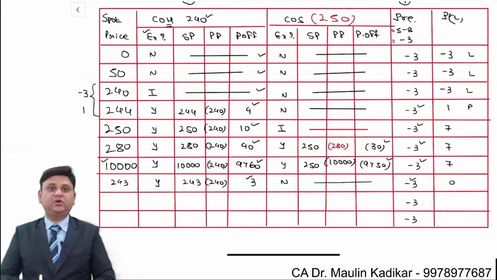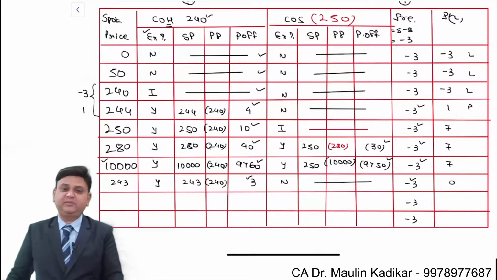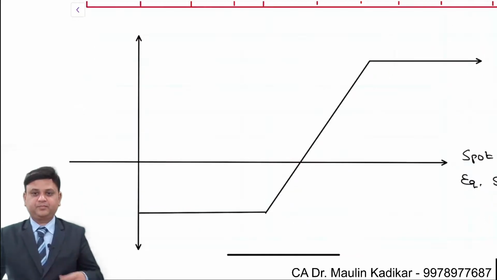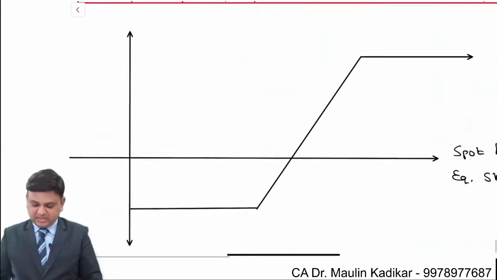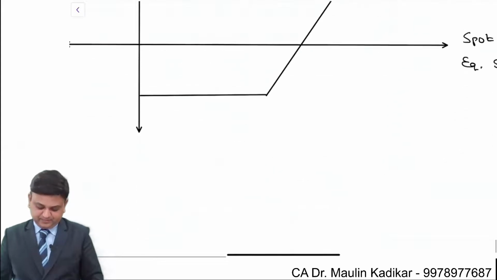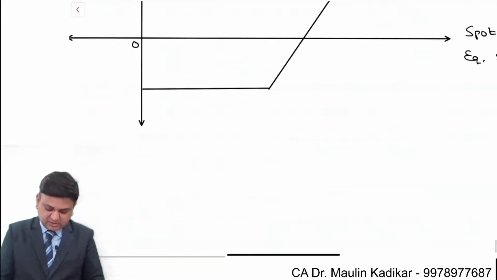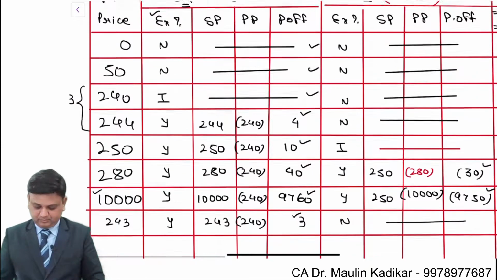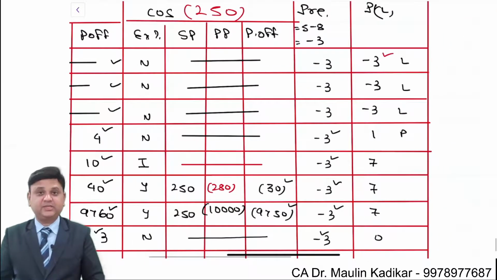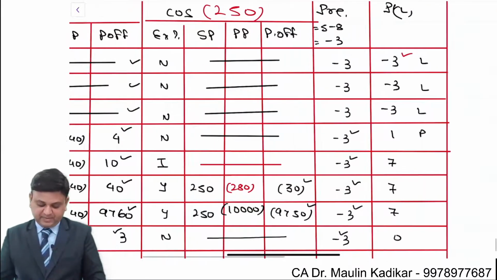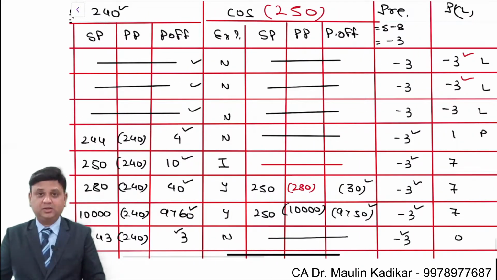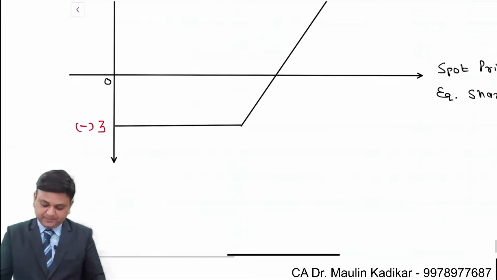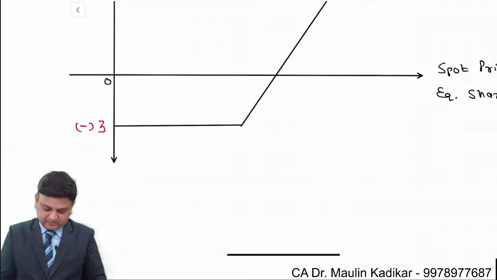After writing this answer, you draw a diagram. This time the diagram will be drawn only for the profit or loss and not of the payoff. Friends, the diagram will be like this. On the x-axis we take the spot price of the security. When the price of the security is 0, there is a loss of rupees 3. The price increases to 15, again the loss. At 240, again the loss. So till the spot price of the security is 240, there is a constant loss of rupees 3 only.